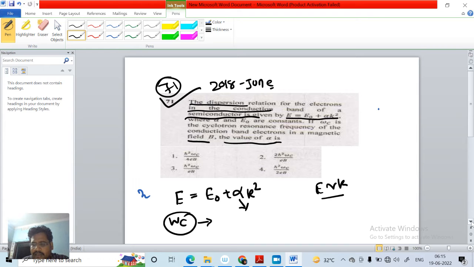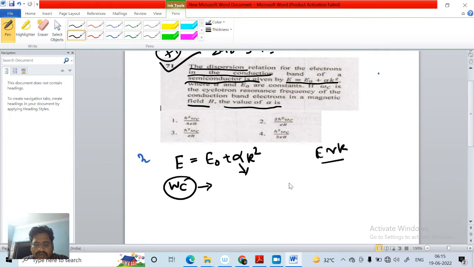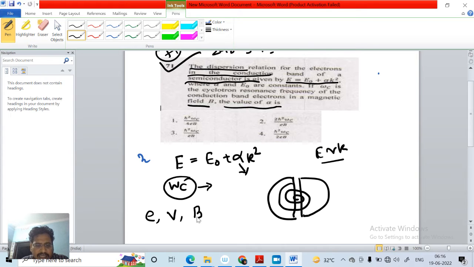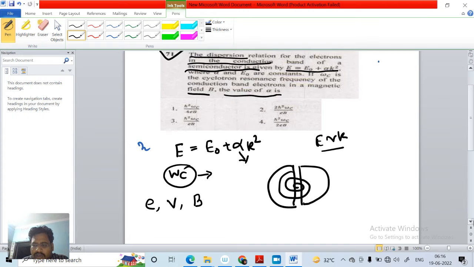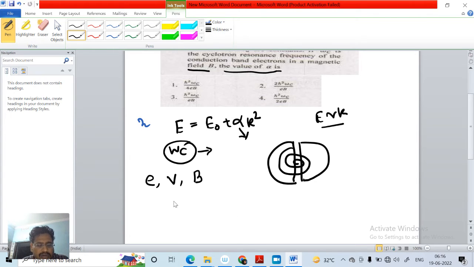It is given that these electrons move in a cyclotron and have a resonance frequency omega c. Now look at the concept of the cyclotron. In the cyclotron there is a D-shaped path, and the electrons move in this D-shaped path, or in this circular path. When the electron, which has charge e, moves with velocity v in a magnetic field B, there will be a force on the electrons.